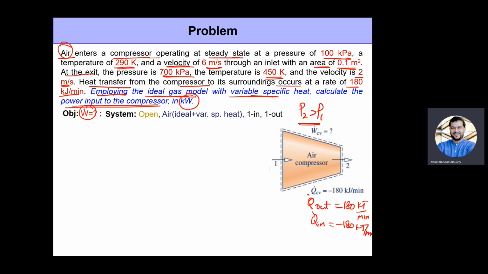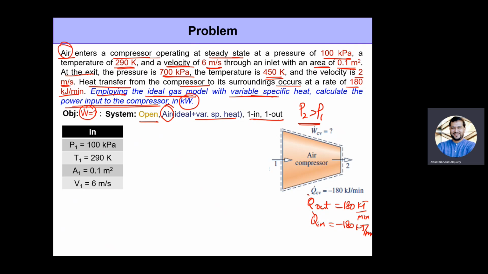Now, the system that we are dealing with again is an open system, but this time we are dealing with an ideal gas, which is air, and we're going to treat it as having variable specific heat, which is basically the most exact solution. And it has a single inlet, single exit based on the figure and the information given in the question. So now let's write down the information that's provided to us.